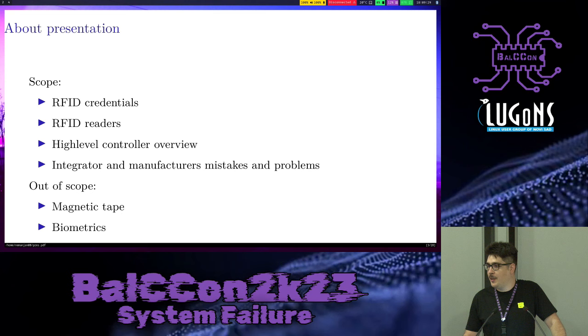What is out of scope? Magnetic tapes, because they are pretty old. Biometrics, because they require newer protocols that are not yet adopted properly. OSDP, which is the replacement for WIGAND, that is, as already said, not adopted. And I will not be talking about business logic in controllers. I would describe that as, for example, being able to disable credentials after work hours and stuff like that. That is completely implemented differently in each controller, and that's why it's out of scope.